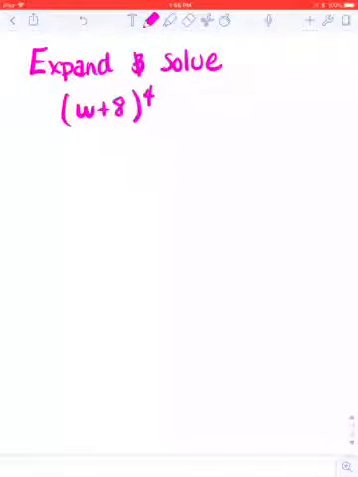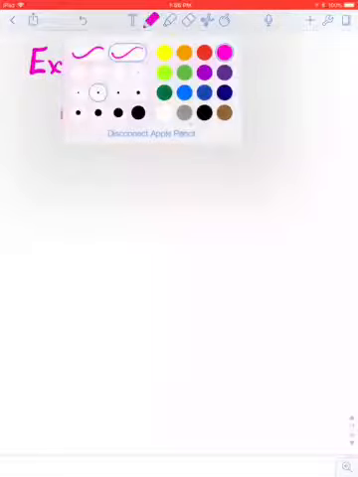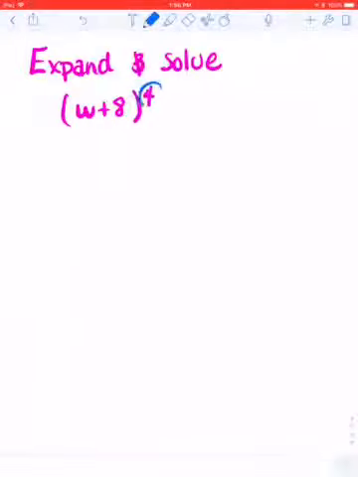Let's go through some examples of the expansion like we were doing today with binomial theorem and Pascal's triangle. And so I have one here we're going to expand and solve, w plus 8 raised to the fourth. And so let's break up some pieces here. First of all, if there's a 4 here, that means that you're going to use the fourth row of Pascal's triangle.